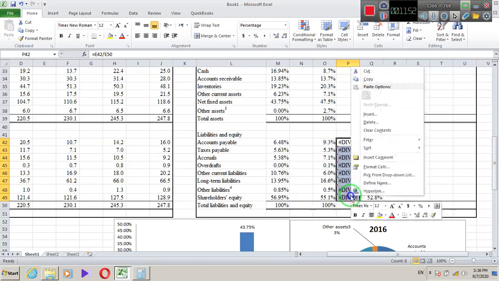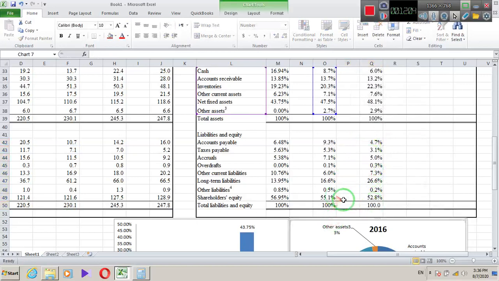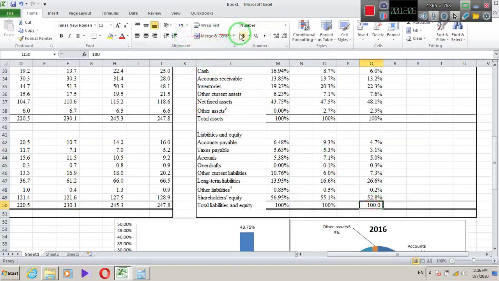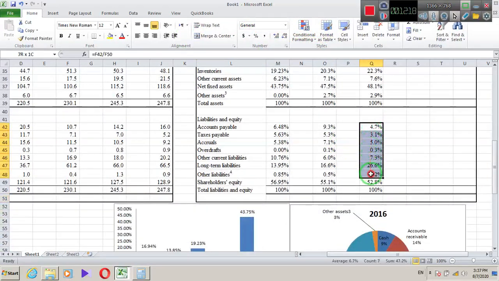This should be clear content. So if we click on it, the formula is okay. For every element the formula is okay. So this is a presentation of years 2015, 16 and 17 that we applied vertical common size analysis. Hope you understand all about this.